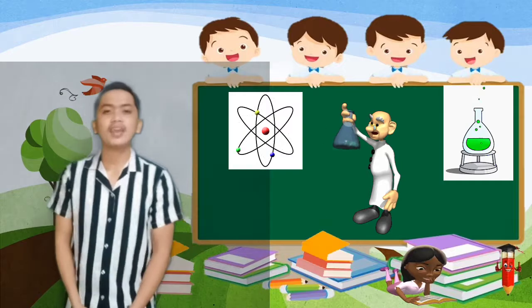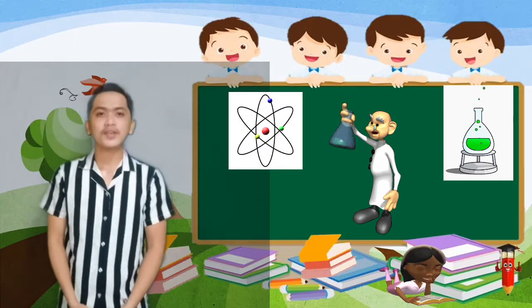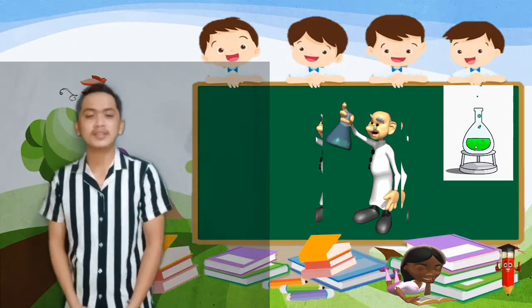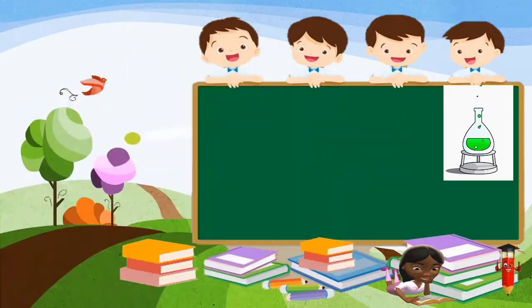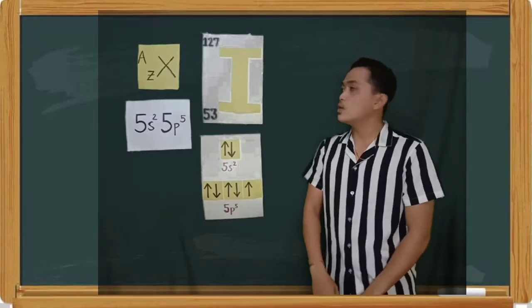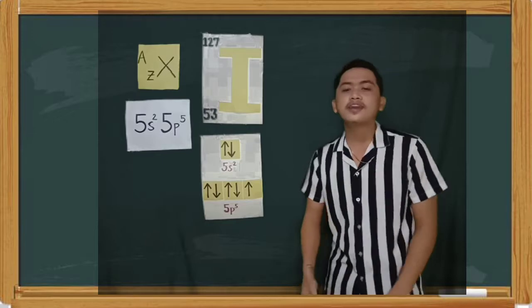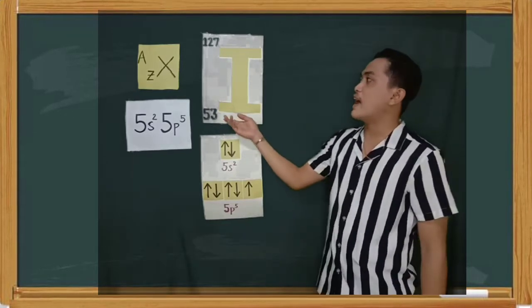Science. So today, I'll discuss atom and the periodic table. So without further ado, let's get started. So let's proceed to the discussion. I have here an element of iodine.